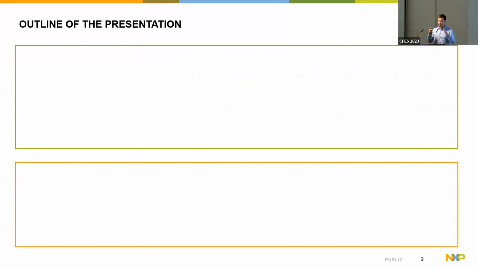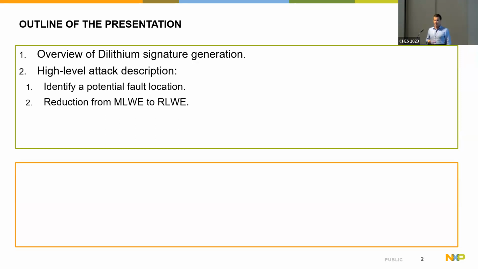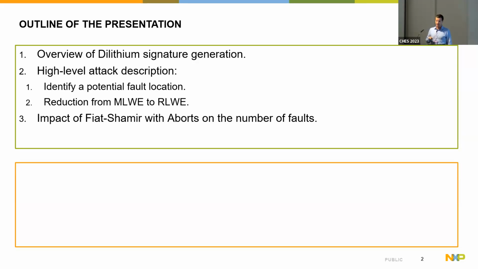Okay, so now the outline of the presentation. I will first describe the Dilithium signature, and especially how signing works in Dilithium, which has already been done in the previous session, but I will recall that. Then I will give a high-level overview of what the attack is about, essentially where we need to insert the fault, and then how we exploit the resulting faulty signature to get back to the secret keys. Then I will talk about how the fact that Dilithium is based on Fiat-Shamir with aborts impacts the number of faults that need to be inserted in the device.